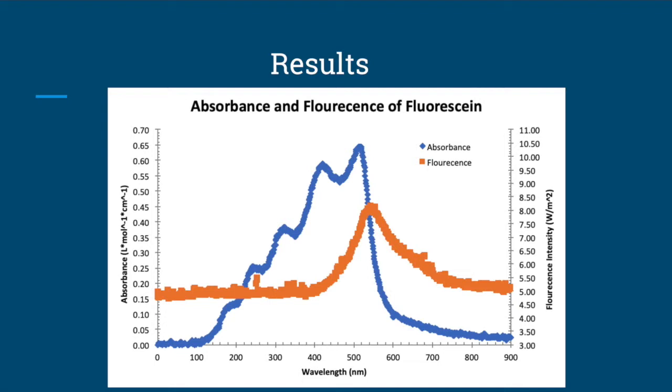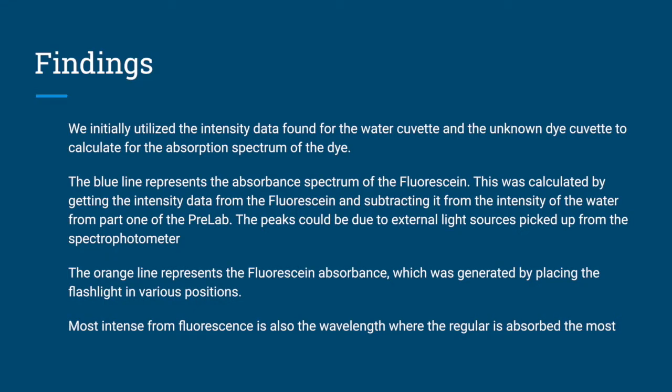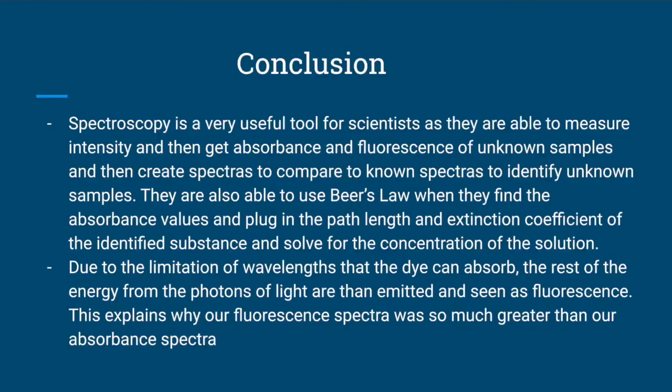So the reason that a certain wavelength photon goes in and a different wavelength comes out is because some of it is being absorbed. If a different wavelength comes out than goes in, energy is still conserved because the material is absorbing that, and just because it's not re-emitting it out into the environment doesn't mean that that energy is lost. So for our findings, we initially utilized the intensity data found for the water cuvette and the unknown dye cuvette to calculate the absorption spectrum. An important note is that the most intense wavelength from fluorescein is also the wavelength where the light is absorbed the most.